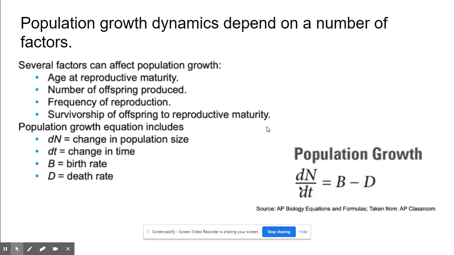If reproductive maturity for an elephant, for example, is at, I don't know, 10 years old, then that elephant would have to reach 10 years old. And I made that example up, but you get the point of that.